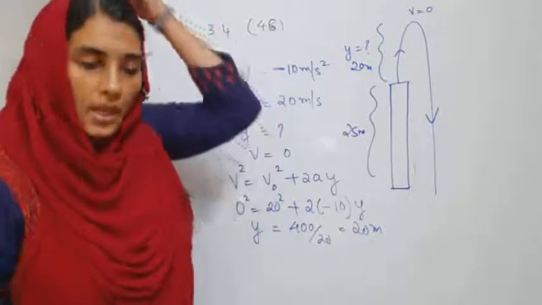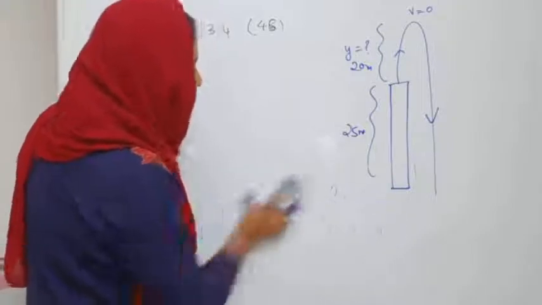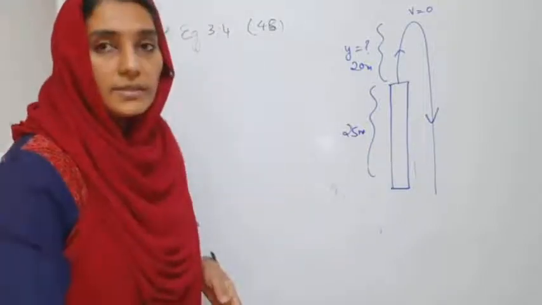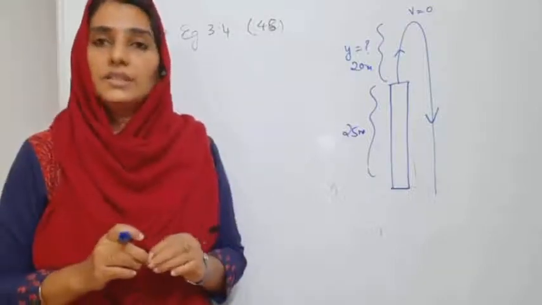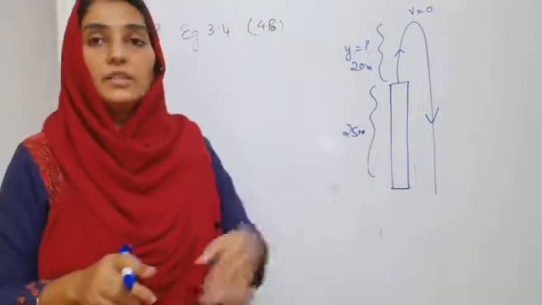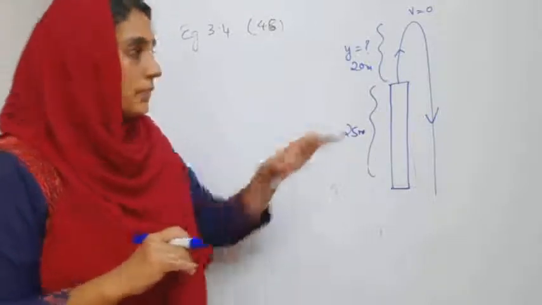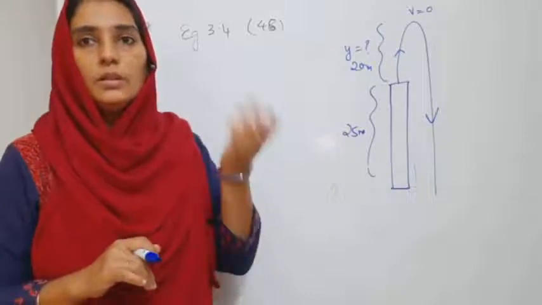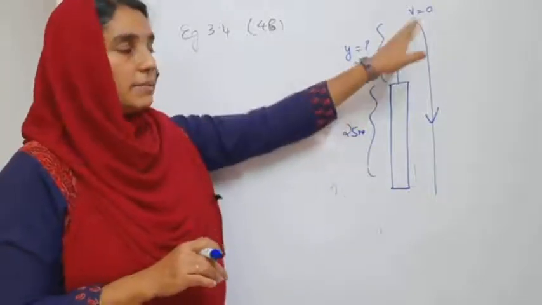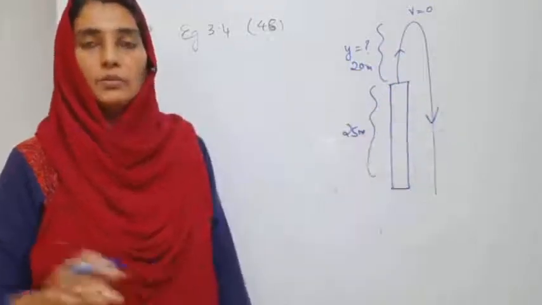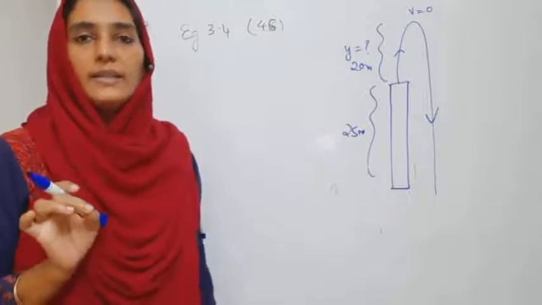Now the second part of the question asks how long the ball will take till it touches the ground. That is, you have to find the total time of journey of this ball once it is projected from the top of the building, till it reaches a particular height and then falls back to the ground. What is the total journey time of the ball? So let us find out.